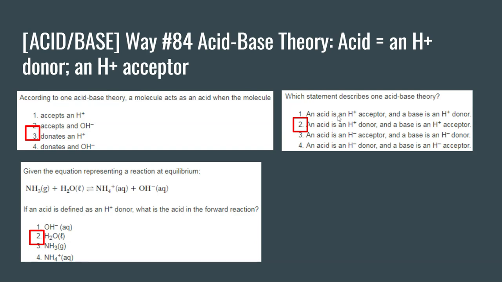So, when it comes to the acid-base theory, remember that the acid is the proton donor, and the base is the proton acceptor. In order to determine which one is donating, look at the reactants and see how they change from reactants to products. Here, NH3 became NH4. So that means it had to accept a proton, making it the base. H2O became OH minus, which means it had to donate its hydrogen, making it the acid in this case.